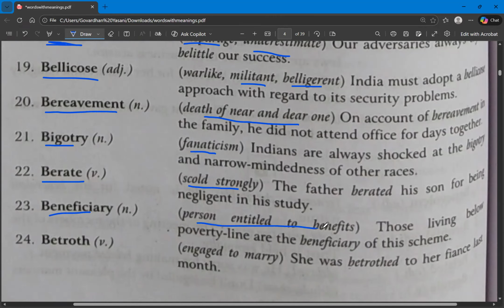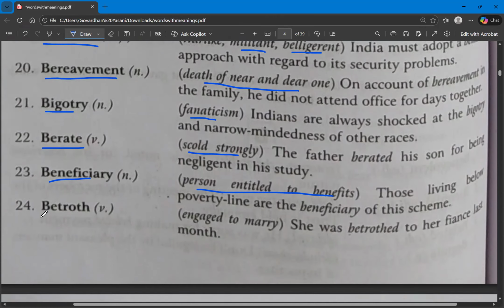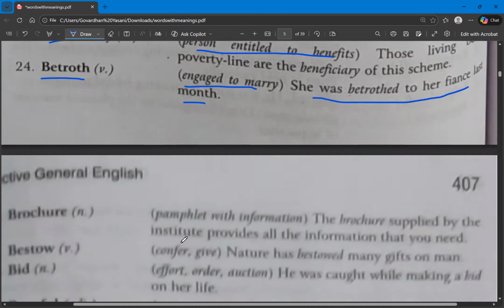A person entitled to benefits. So the person who receives the benefits is called beneficiary, or the person who receives the gifts is called beneficiary. The next one is betrothed. Betrothed means who is engaged to marry. She was betrothed to her fiance last month. Betrothed means engaged to marry.